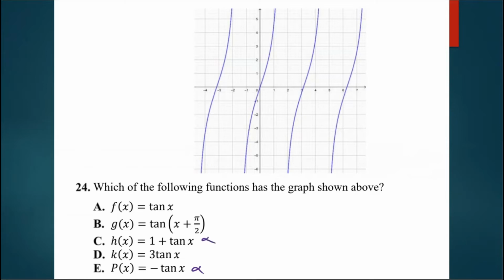It's not shifted up. This one is incorrect. So it's either tan x or 3 tan x. To make sure of that, we will substitute by 1 and see this point. Is it tan 1 or 3 tan 1?